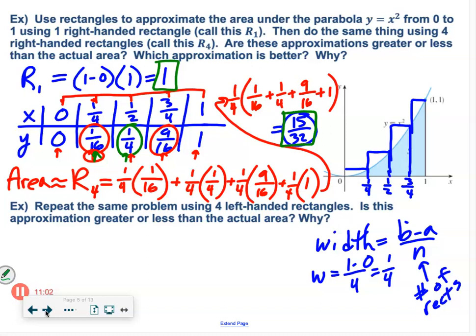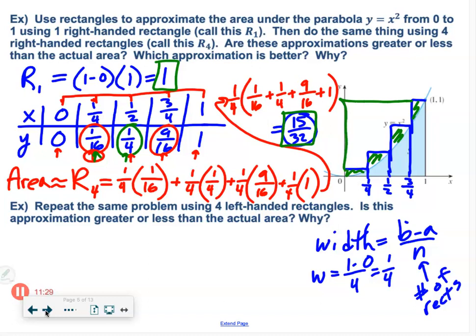First question, are these approximations greater or less than the actual area? These approximations would be greater. Which one is better? The R sub 4 is better because there's a lot less space included that we shouldn't be including. So there's less extra space. We just have these little tops included instead of this whole big thing.